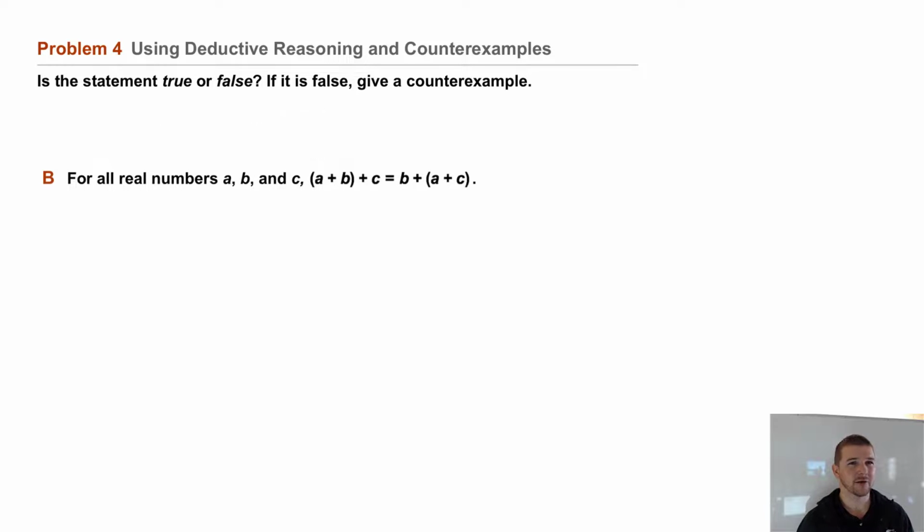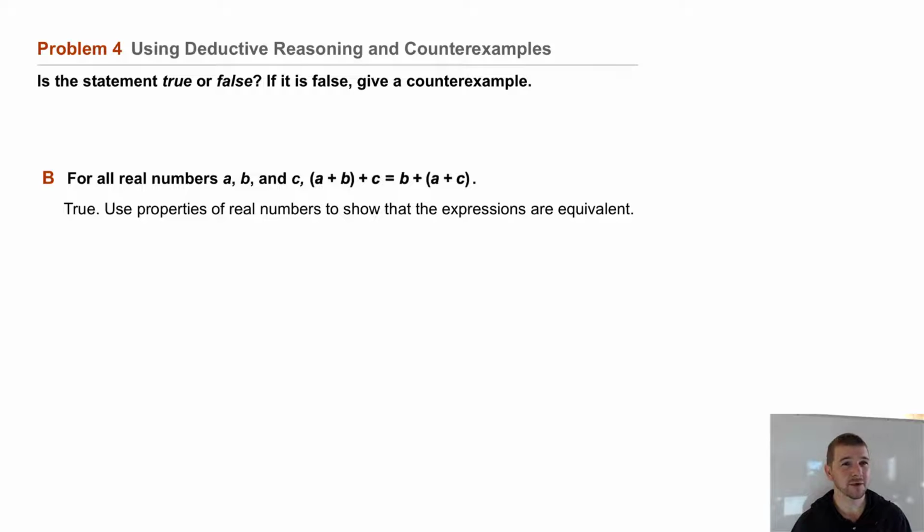Part B. For all real numbers a, b, and c, the quantity a plus b, plus c, equals b plus the quantity a plus c. Now this should look familiar to us. What's moved are the parentheses, or the grouping symbols. This one's true. We can use properties of real numbers to show that the expressions are equivalent.